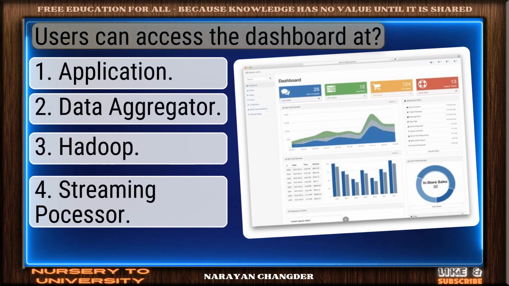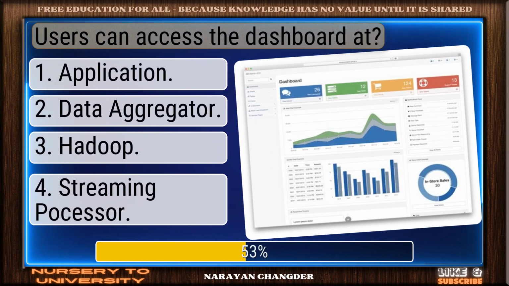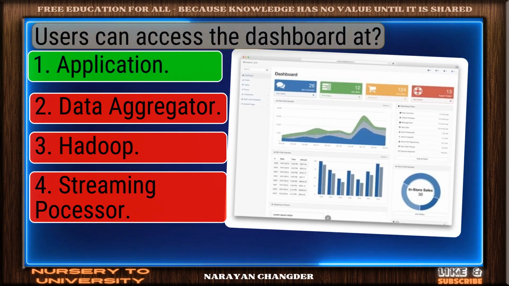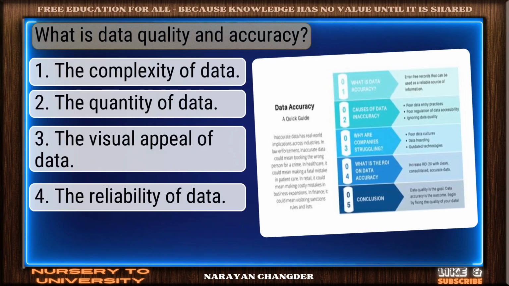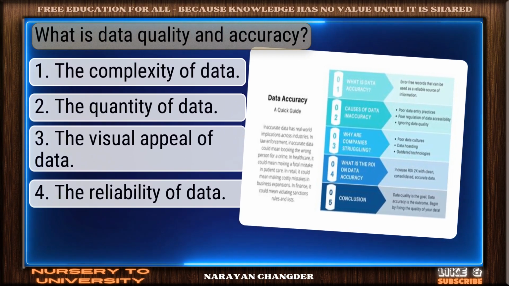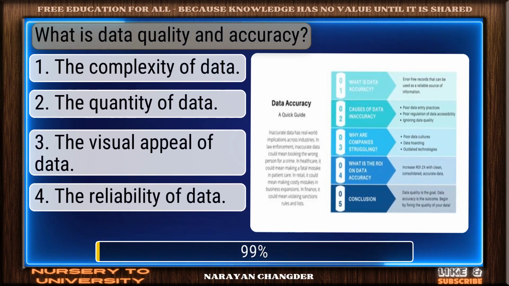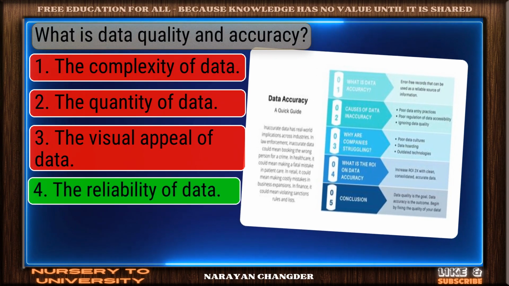Question number 59. Users can access the dashboard at? Nice work. You chose application and it is correct. Question number 60. What is data quality and accuracy? You got it! Your choice, the reliability of data, is right.